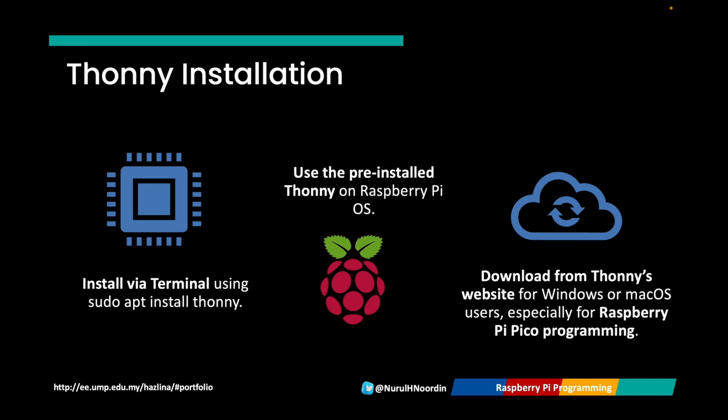And the third method is downloading Thonny manually from the official website. This is useful if you are using Windows or working with Raspberry Pi Pico. Open the browser and go to thonny.org. Click Download and choose the versions for Windows, macOS or Linux. Install Thonny by following the setup instructions. Once installed, you can now use Thonny on your PC to program Raspberry Pi Pico via USB. Now, your Raspberry Pi is fully configured and ready for Python programming.